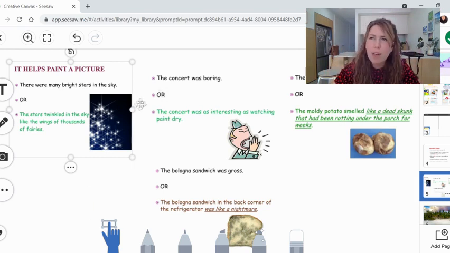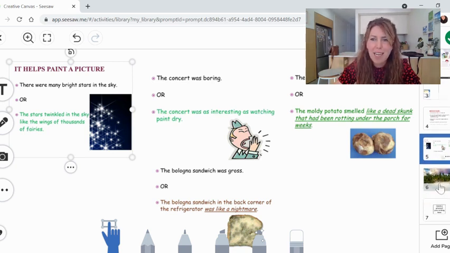The concert was boring. Or the concert was as interesting as watching paint dry. Really paints that image of how boring that concert must have been. The moldy potato stinks. Or the moldy potato smelt like a dead skunk that had been rotting under the porch for weeks. Really paints the picture, or really helps my senses to understand how bad it must have smelled.